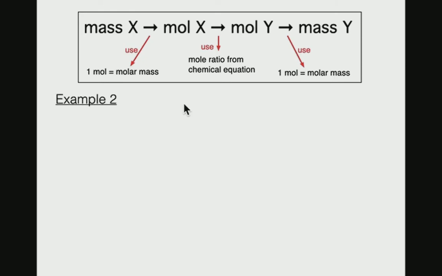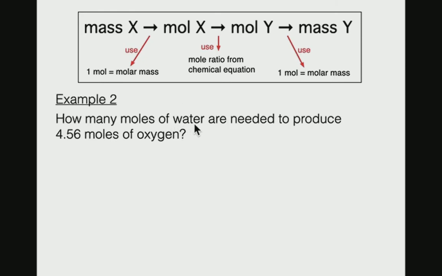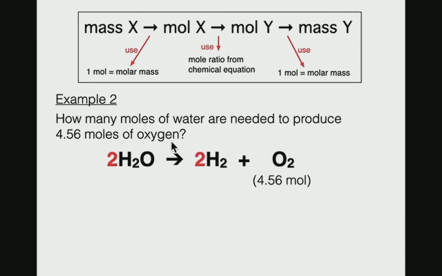Okay, so let's do another example problem. How many moles of water are needed to produce 4.56 moles of oxygen? Again, you have to have a balanced chemical equation. We'll summarize the problem by writing the values that were given below the substances in the balanced reaction, in this case 4.56 moles of oxygen, and the question is how many moles of water do we need?